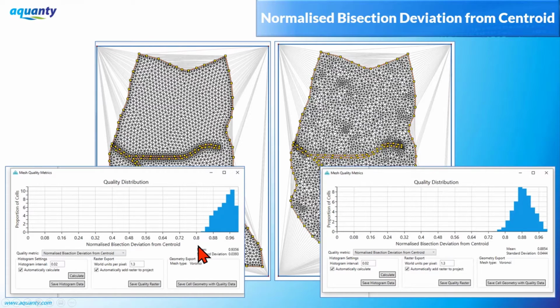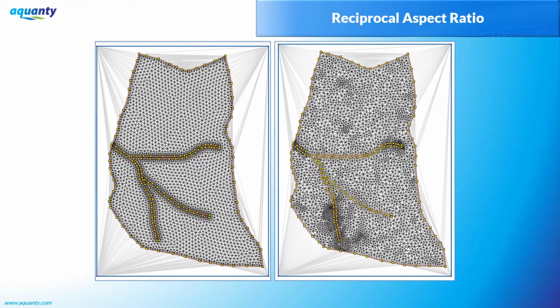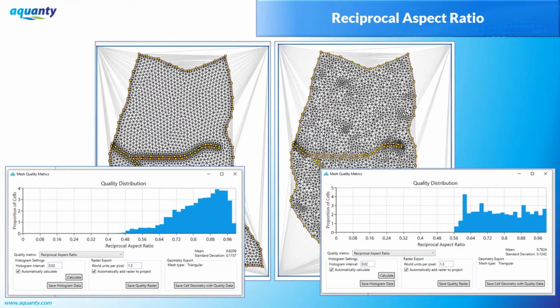So the first option is the normalized bisection deviation from centroid. This property mainly pertains to meshes for MODFLOW, and it's just a measure of the extent to which the flow paths between neighboring cells are not perpendicular. Next, this one's probably the most useful to us. We have a reciprocal aspect ratio. This metric is calculated on the Delaunay triangulation, and for each cell, the quality is the ratio of the shortest side to the longest side. Again, higher values are better here, and a smooth distribution would indicate regularity in the distribution of the shapes of our triangles throughout the mesh.